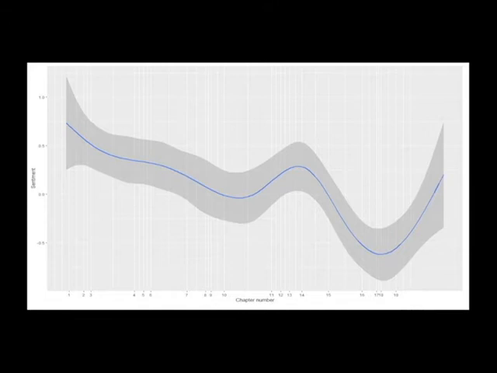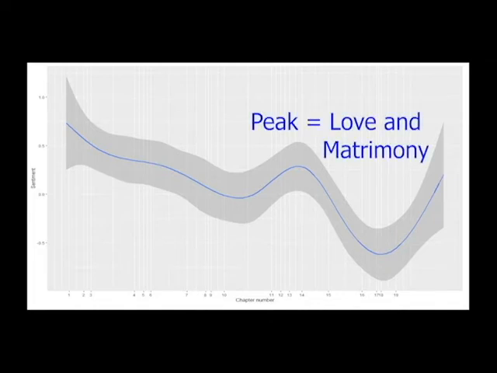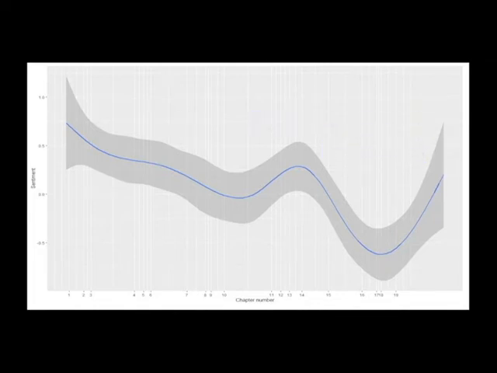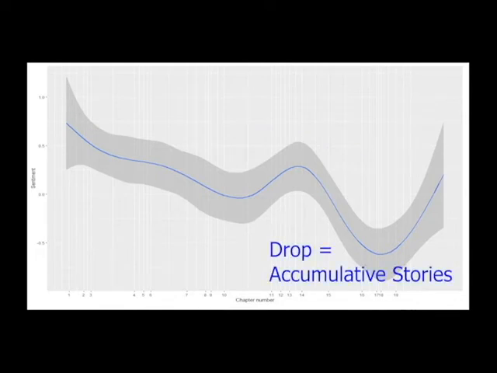For example, we had a chapter that was about love and matrimony, and that we identified corresponds to the peak, whereas a chapter titled Accumulative Stories corresponded to the drop.